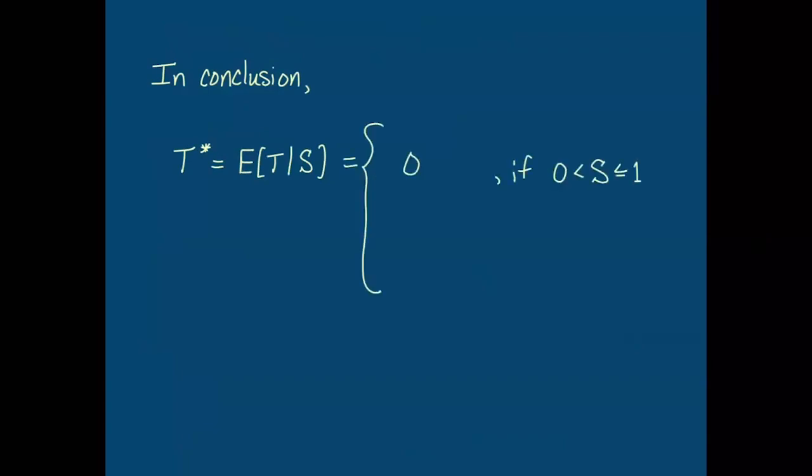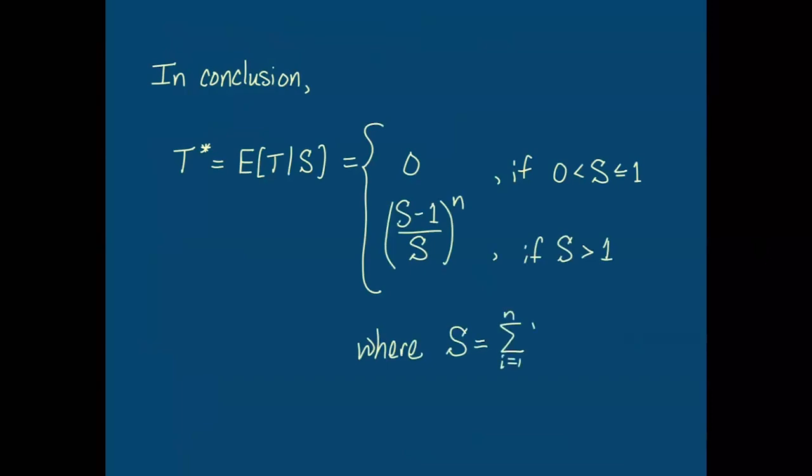In conclusion, the Rao-Blackwell theorem tells us that t star, defined as the expected value of t given s, where it's not given to be a particular value, but s itself is a random variable, is going to be 0 if capital S is between 0 and 1. Otherwise, it's going to be capital S minus 1 over s raised to the nth power if capital S is strictly greater than 1. As a reminder, capital S is the sum as i goes from 1 to n of the xi, and this is our final answer. This is guaranteed to be an unbiased estimator of e to the negative lambda by the Rao-Blackwell theorem.